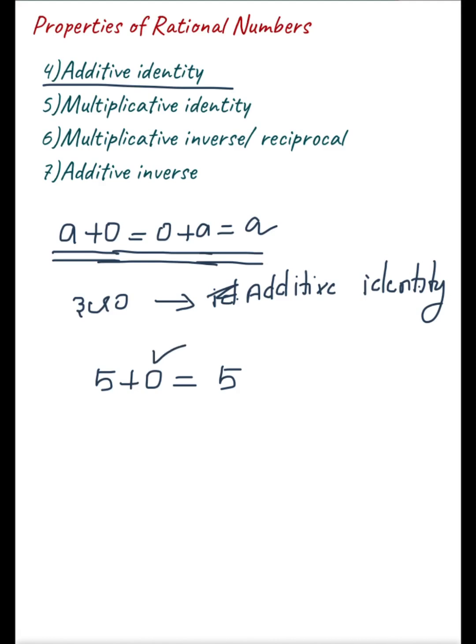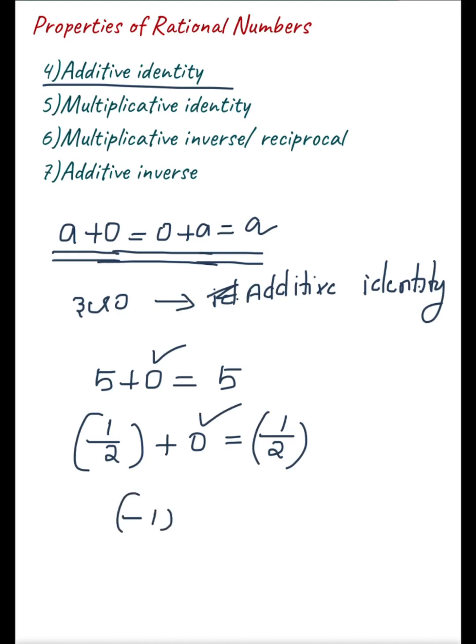Now let's see any other number. 1 by 2. 1 by 2 plus 0, what will be the answer? 1 by 2 itself. So here 0 is the additive identity. Now minus 1 plus 0. What is minus 1 plus 0? It's again minus 1. So 0 is the additive identity.